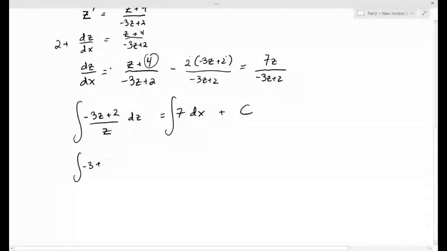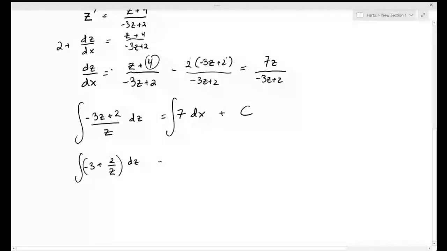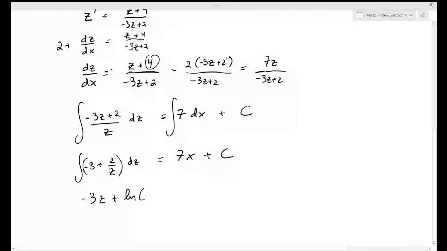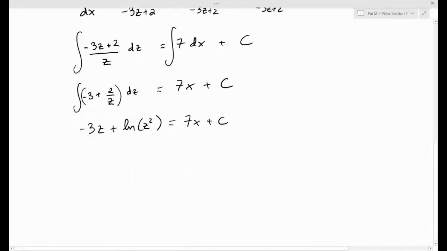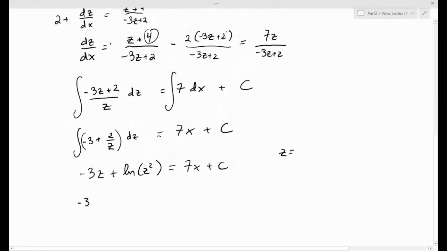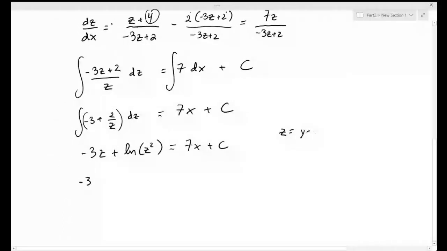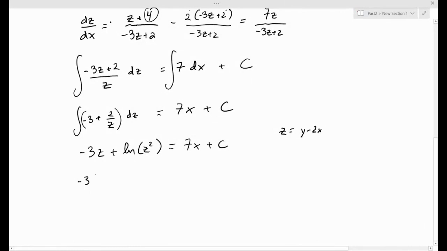So I think this is a simple integral. You don't have to do partial fractions for this example. Okay, so we get negative 3z plus 2 times log of z, so log of z squared, say. And really, it's an implicit solution, and we're done after we replace z with the original variable. What was z? We said z was y minus 2x, right? So just go ahead and back substitute.